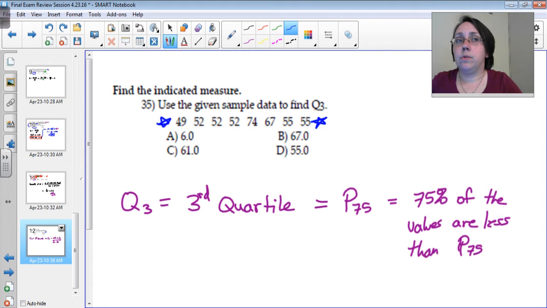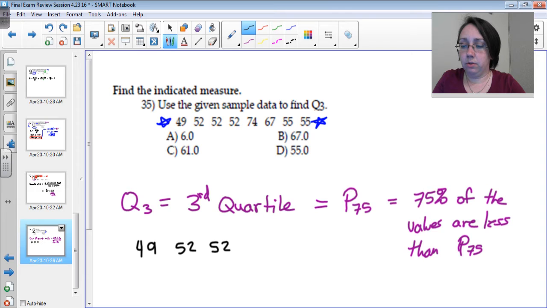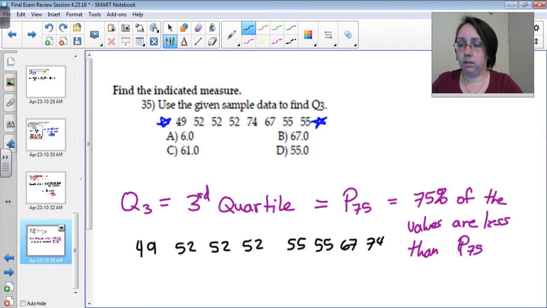There's multiple of the same one. There's a bunch of 52s. Okay, y'all are noticing something that's interesting about the data, I agree. But there's something wrong with how this is set up if you're looking for a percentile. For percentiles and quartiles, you need your data values in order. So let me do that. 49, 52, 52, 52, 55, 55, 67, 74. Did I get them all? I think I got them all.